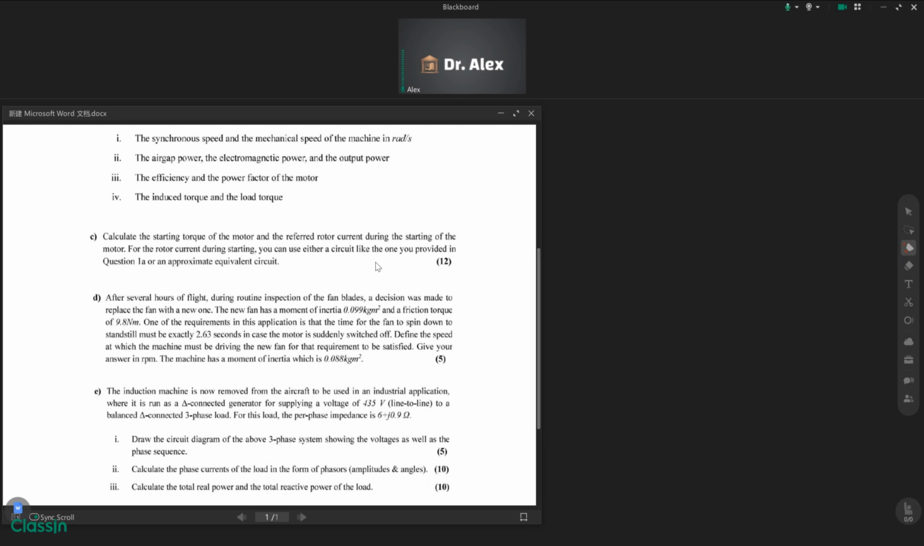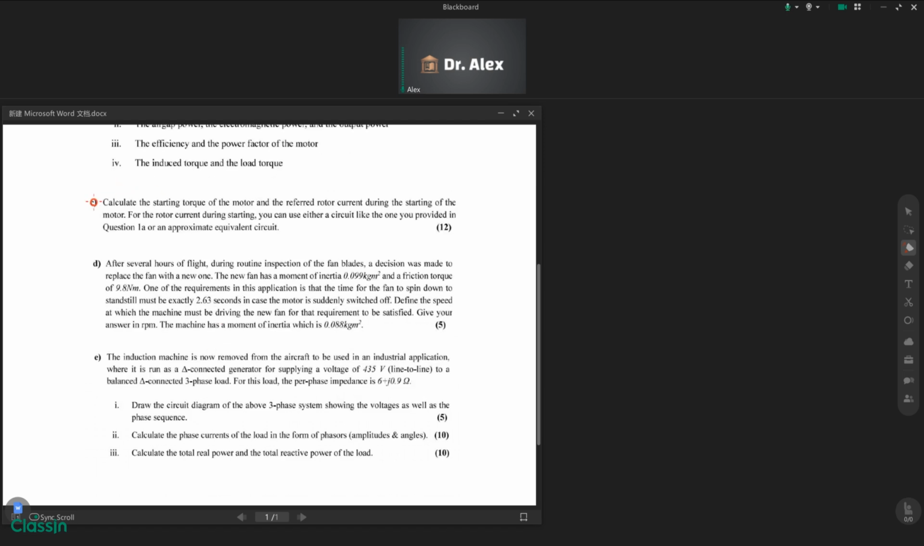Previously, we settled the question for A and B, and now we will solve the problem of part C. If we look at the question itself, it requires us to calculate the starting torque, because this motor is an induction motor.